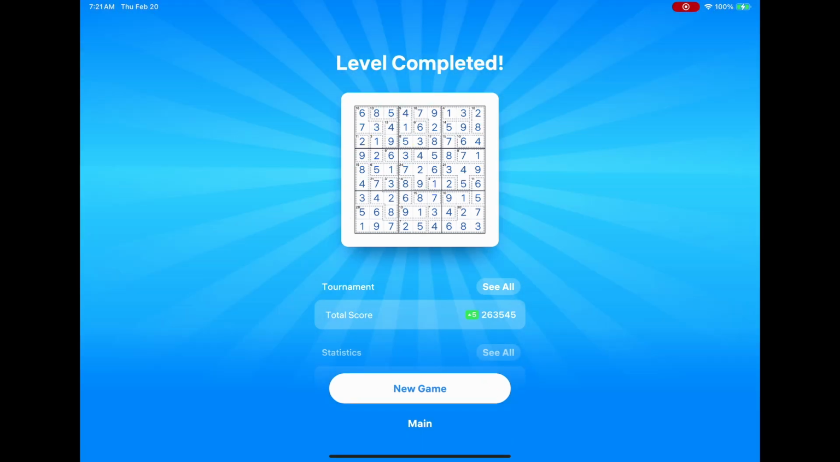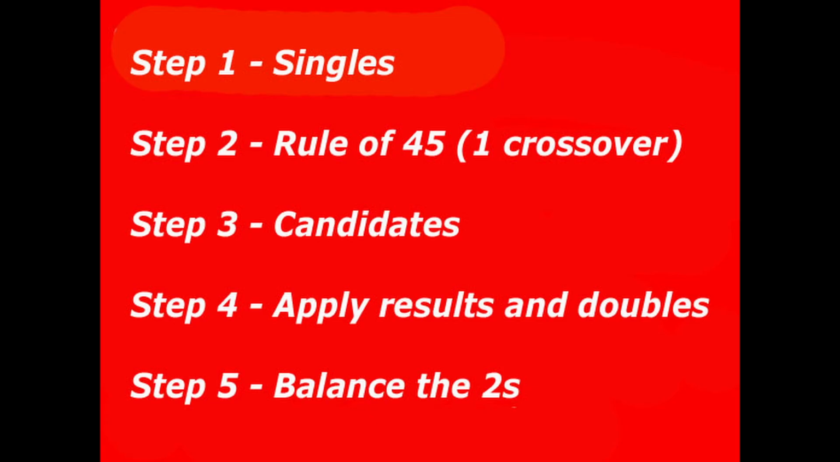Well, that turned out to be pretty easy, didn't it? Let's review the steps we took to solve the puzzle. First, we looked for singles and entered them as results. Then we used the rule of 45 with the blocks and the rows and the columns. We generated a total of 10 results.